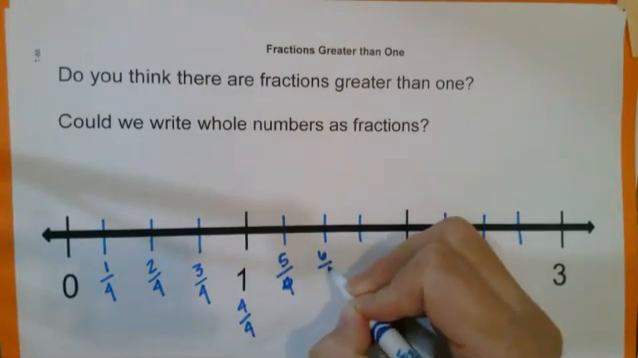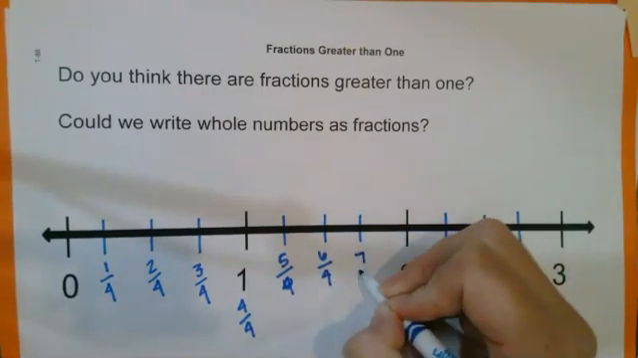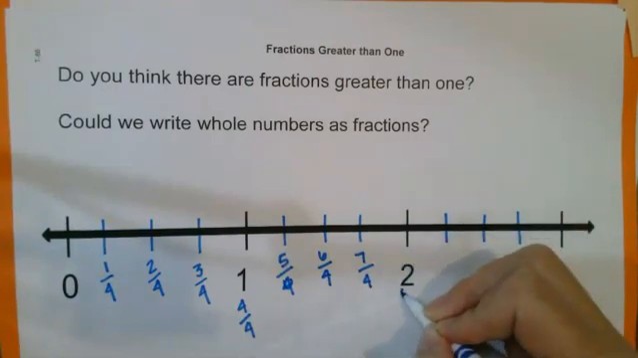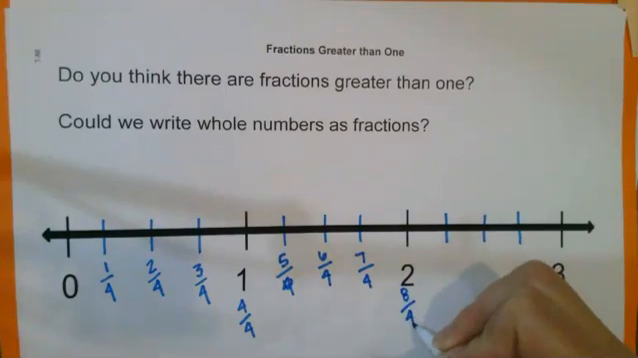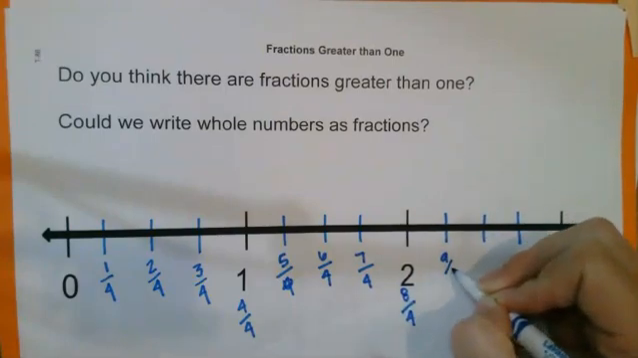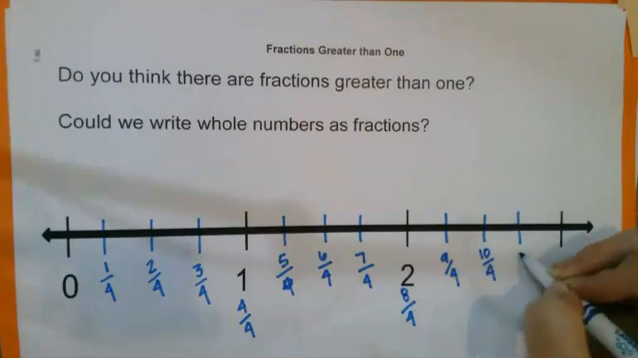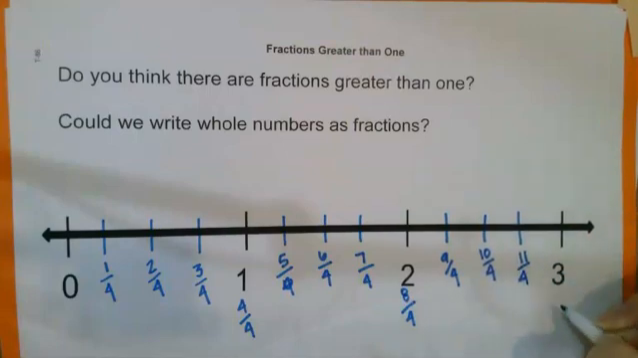5/4, 6/4, 7/4, 8/4, 9/4, 10/4, 11/4, and 12/4. So, how many total fourths do we have in our whole number 3?